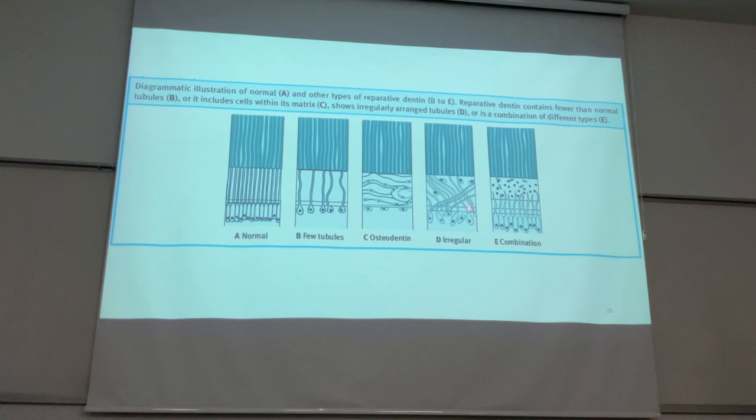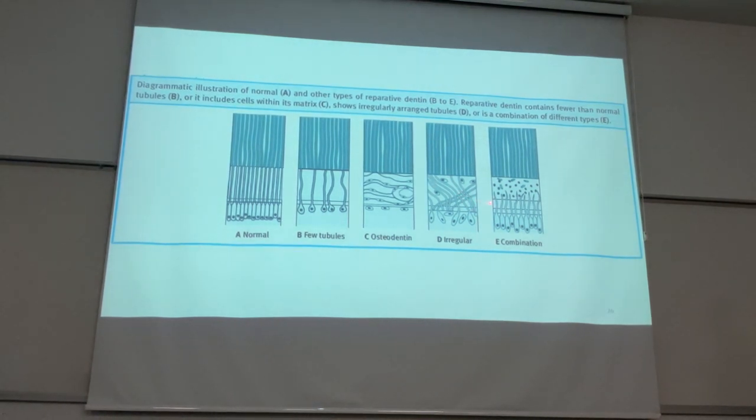Sometimes this odontoblast form irregularly arranged columns, and in some areas, tertiary dentin odontoblastic process can reach into the secondary dentin, and you can see combination form between, for example, osteodentin or few tubular dentin and irregularly arranged dentin in same structure. Here you can see. This is related with different types of the tertiary dentin.